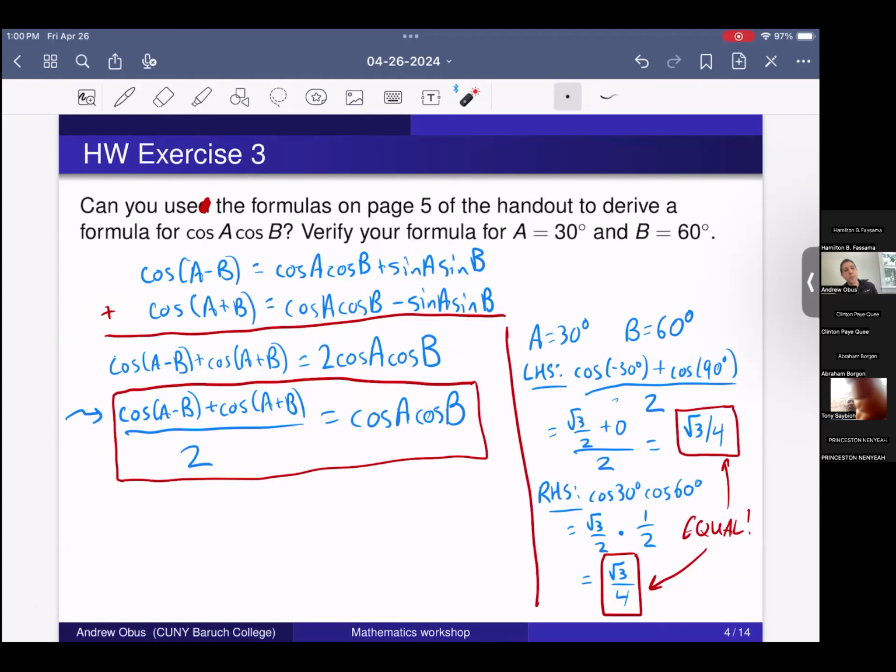And then if you want to do sine A times cosine B, or cosine A times sine B, you can do the same thing just with sines instead of cosines. If you use the sine identities, then that'll get you similar formulas for sine A cosine B and cosine A sine B.